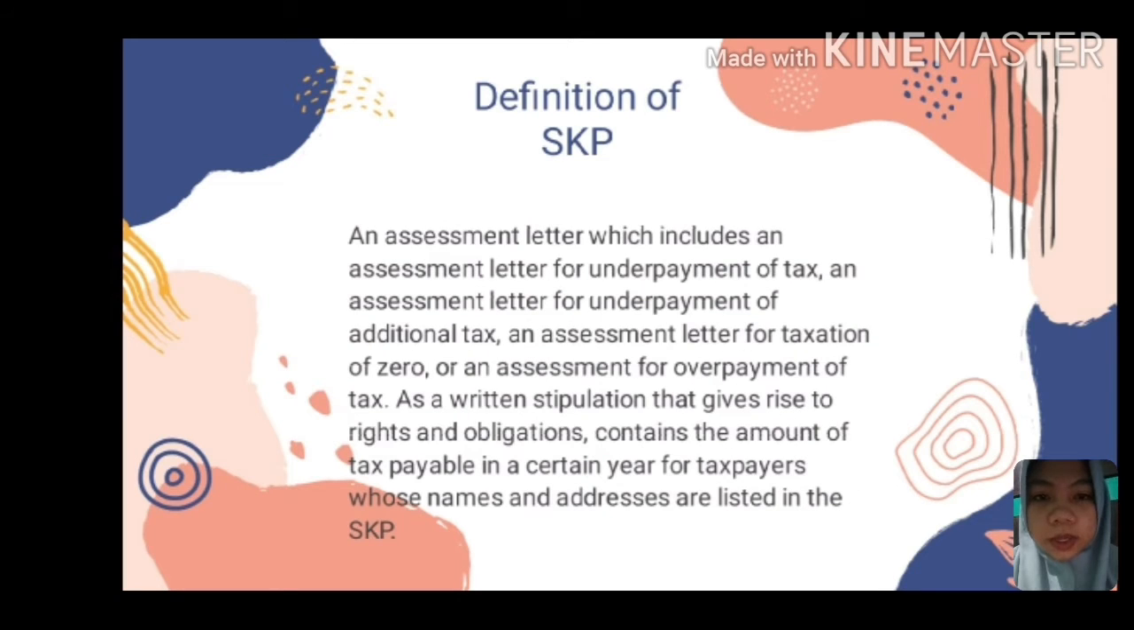Now I will explain the definition of SKP. SKP is an assessment letter which includes assessment for underpayment of tax, an assessment letter for underpayment of additional tax, for taxation of zero, and assessment for overpayment of tax, as a written stipulation that gives rise to rights and obligations, containing the amount of tax payable in the current year for the taxpayer whose name and address are listed in the SKP.